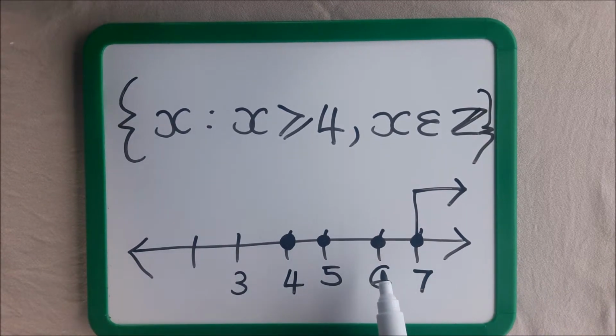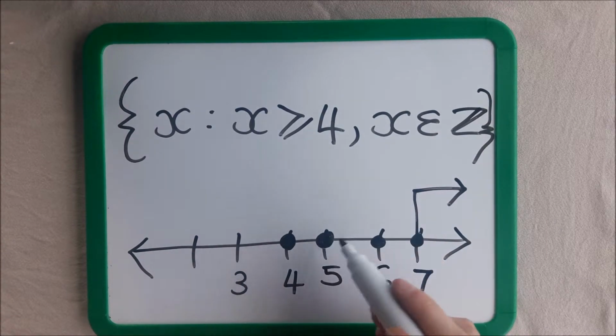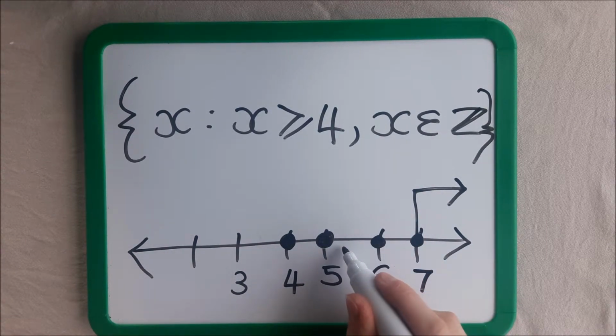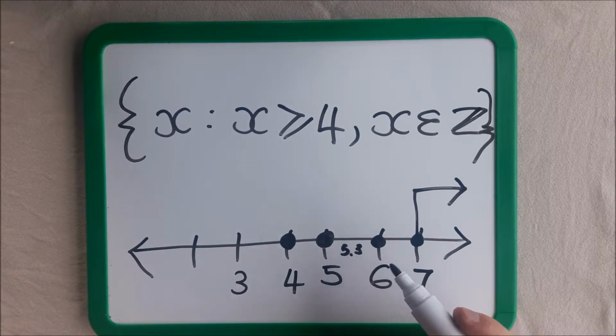When you're working with integers, just make sure you're working on the number line and not above it, because you don't want to include all the little ones in between. You don't want to include something like 5.3, because that wouldn't be an integer.